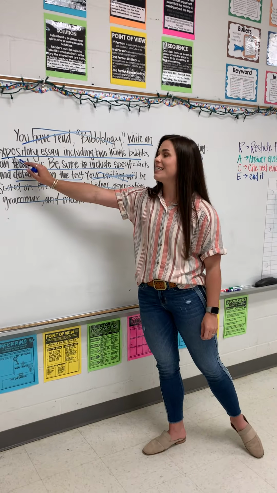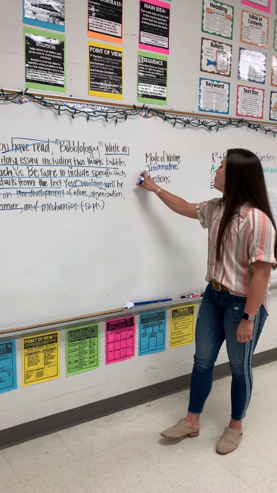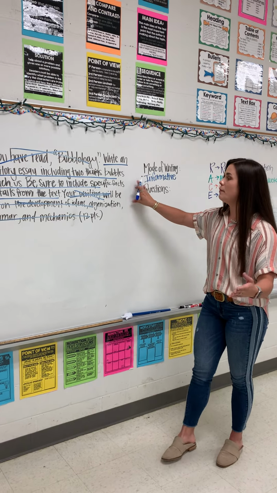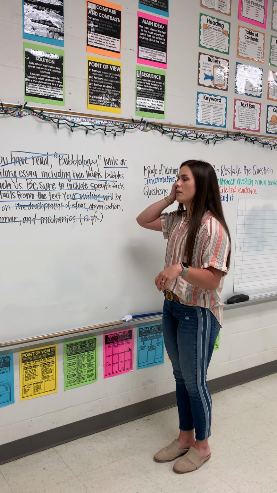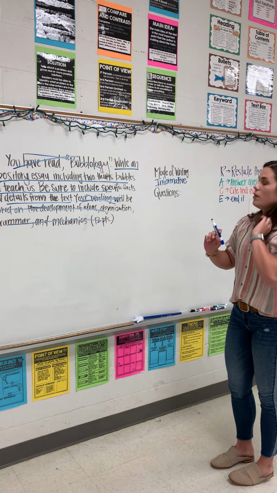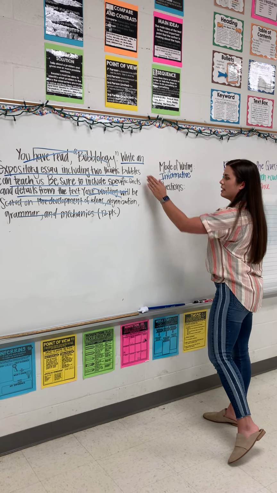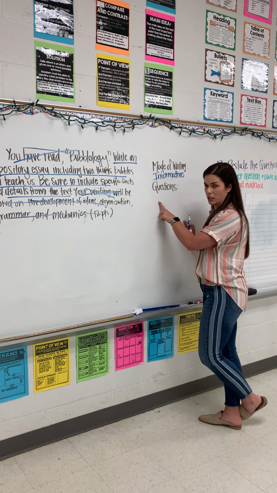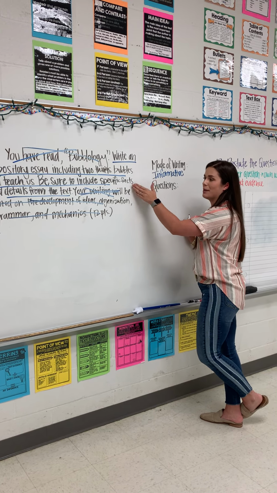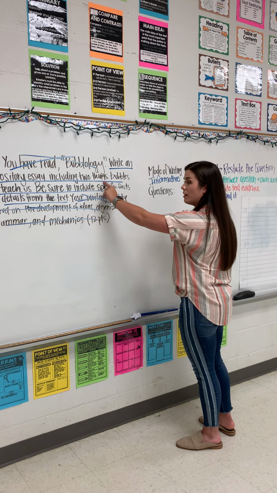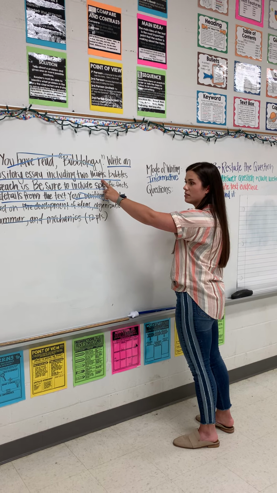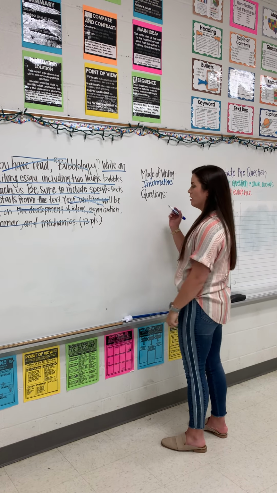Expository just means explain. And informative just means explain. You're going to be explaining 2 things that bubbles can teach us, okay? So the next thing that we're going to do with this meat is we're going to form some questions with it, okay? What is this asking me to write about? And it's going to be 2 things that bubbles can teach us. So let's turn that into a question.